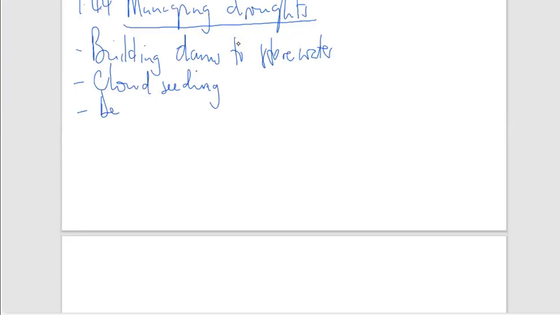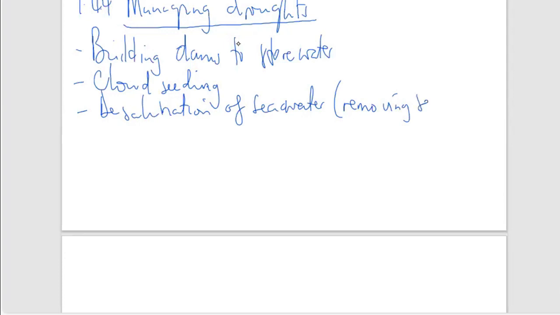We can look at desalination of ocean water or seawater. Desalination, we are saying we are removing salts. Remember, seawater is salty. So we need to find ways of desalinating it so that it becomes potable, drinkable and usable. So we need to desalinate, remove the salts which make the seawater very salty and unsuitable for use. Then we can also look at recycling water.